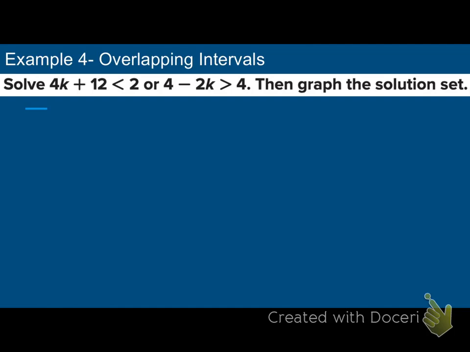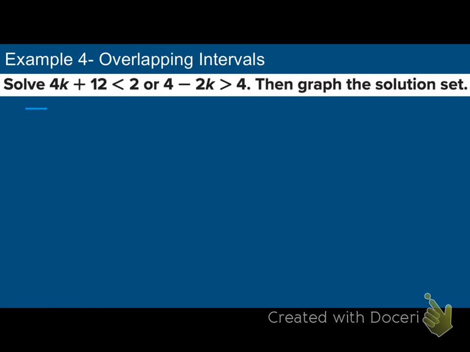Example 4 here. Solve 4k plus 12 is less than 2, or 4 minus 2k is greater than 4. Then graph the solution set. Do you guys remember how we solve or compound inequalities? We're going to start by doing minus 12. Do I do minus 12 to both inequalities? No, we're just solving them individually, correct? I'm solving 4k plus 12 is less than 2 by itself, and I'm solving 4 minus 2k is greater than 4 by itself, keeping the word or between my inequalities.